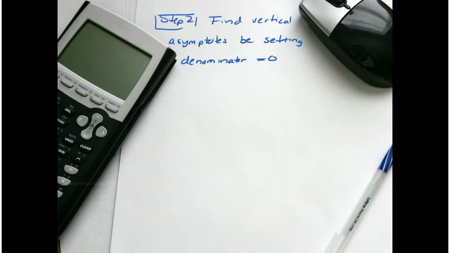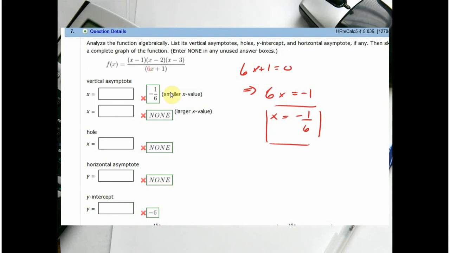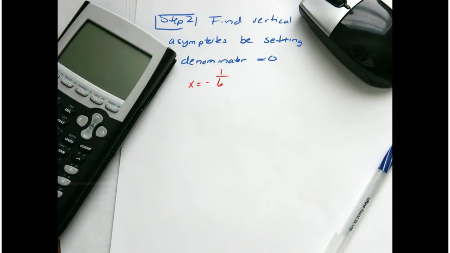How do we find the vertical asymptotes analytically? Well, we set the denominator equal to 0. Here was the original function. Set the denominator equal to 0, and I get x equals -1/6. Notice here, x equals -1/6 is the correct answer, which shows up on my Webassign but not yours. Then we need to know what the graph looks like around x equals -1/6.